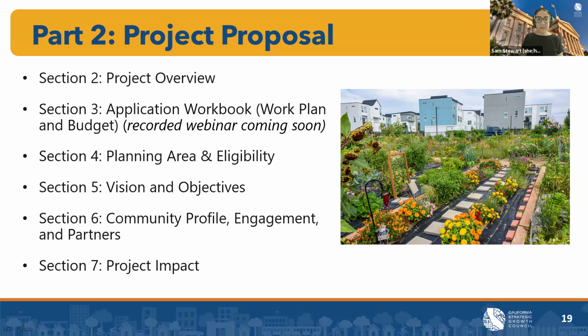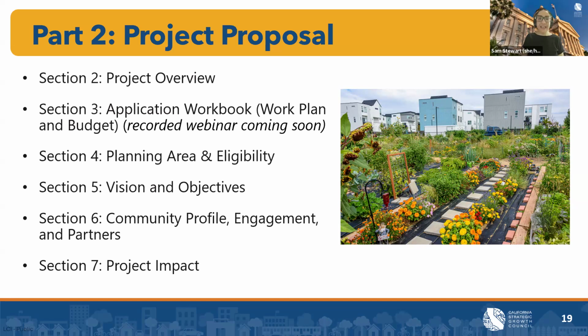Section 3 of the application workbook. The application workbook is an SGC-provided template in Excel. It includes your project's work plan and budget. We'll provide more detail on the next slide, and we will have a separate video webinar just like this one to go over the workbook and help you define your work plan and budget for your proposal.